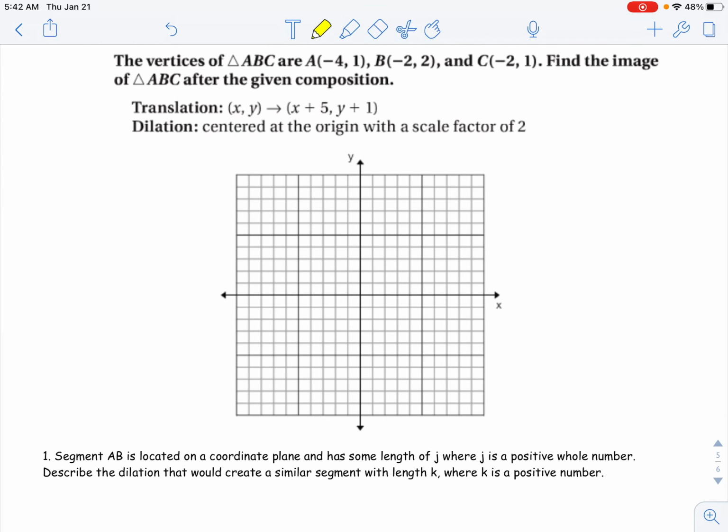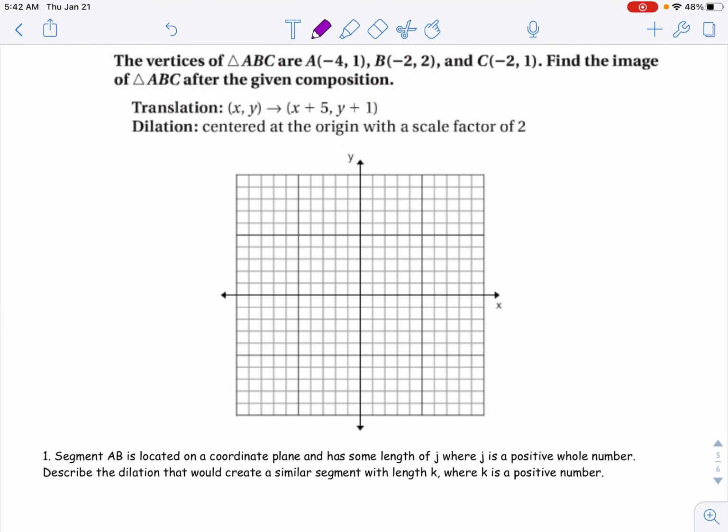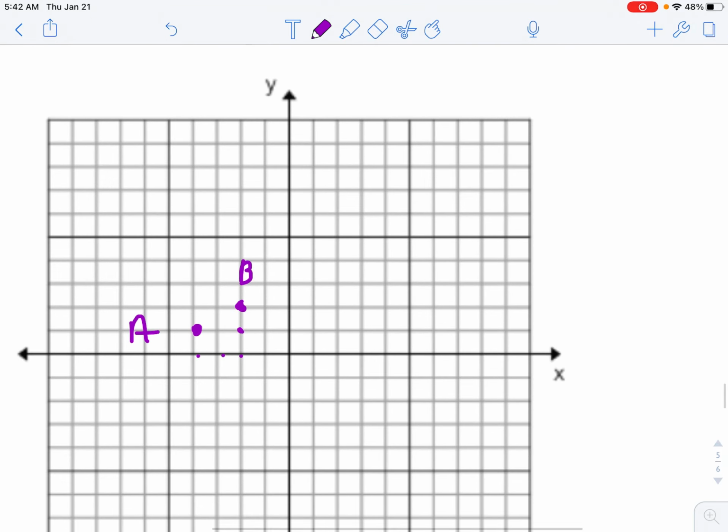Alright, let's do this problem now. The vertices of triangle ABC are as follows. So let's go ahead and plot this super quick. We have negative 4, 1. 1, 2, 3, 4, 1. That's going to be A. B is at negative 2, 2. C is at negative 2, 1. Alright, so we got this itty bitty baby triangle. Look how adorable this baby triangle is. So cute.